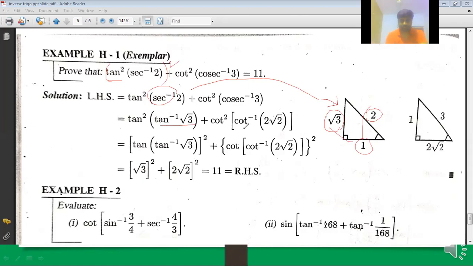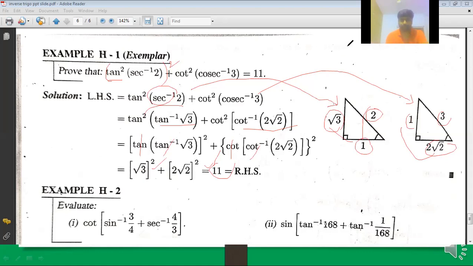Now here also cot inverse of 2 root 2. For this also we can make another triangle. Cosecant means hypotenuse by adjacent, 3 by 1. So this will become 2 root 2, correct or not? So now how can I write cot? Cot means adjacent by opposite, 2 root 2 by 1. So now actually this one whole square I can write. See now tan inverse cancel, root 3 square. Cot inverse cancel, 2 root 2 square. Okay, finally what is the answer? 11. Clear? It's very easy. This is very, very important.